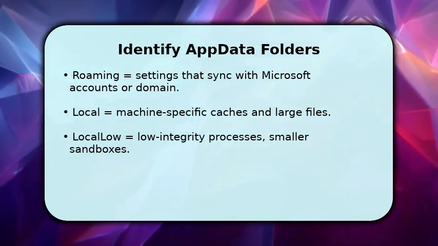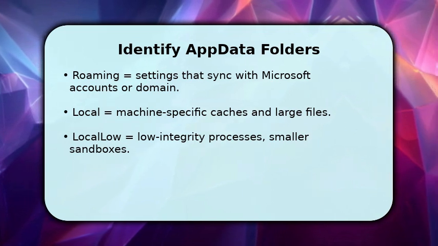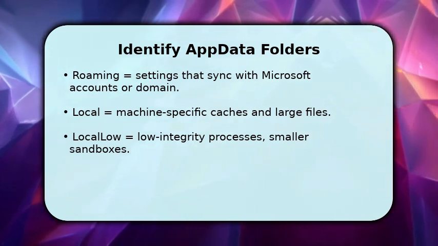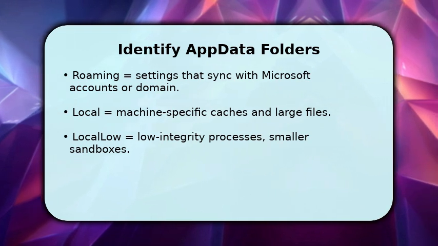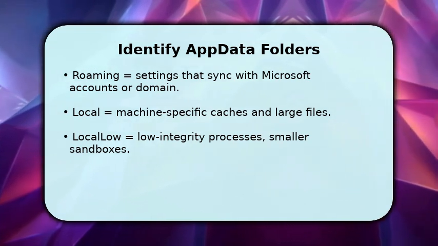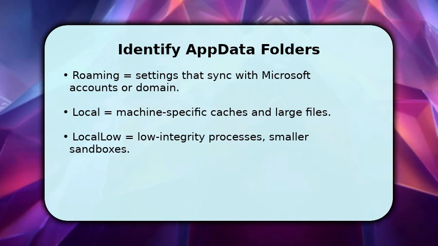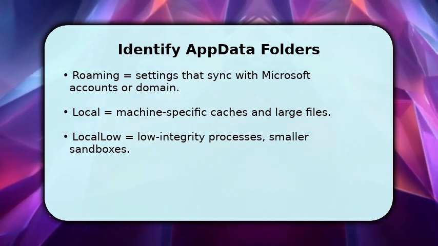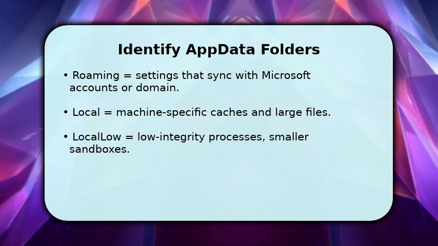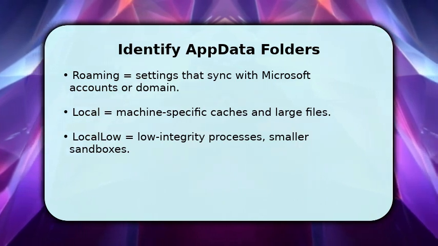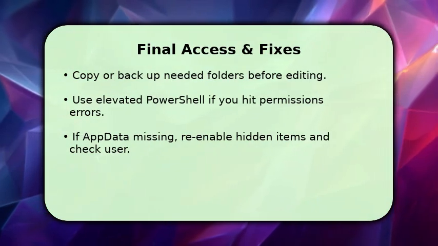To find a specific app, use the Explorer search box, filter by size or date, or check the program's folder name. Make sure to open properties to see sizes and last modified dates, because that helps you decide what to back up or remove safely. Finish by copying any folders you need to back up. Preserve structure so apps can find their files later.